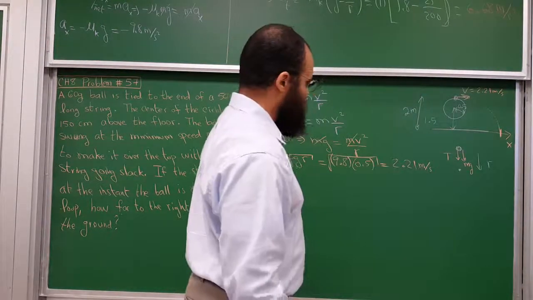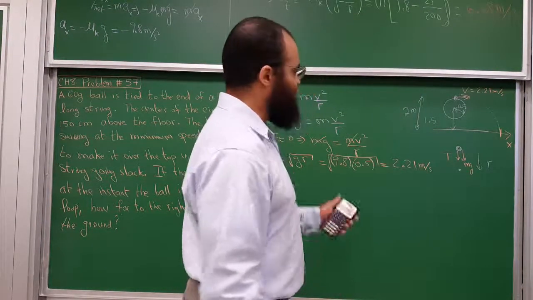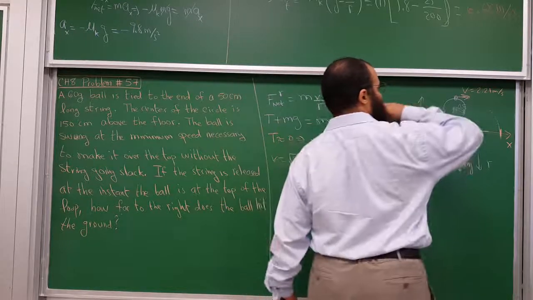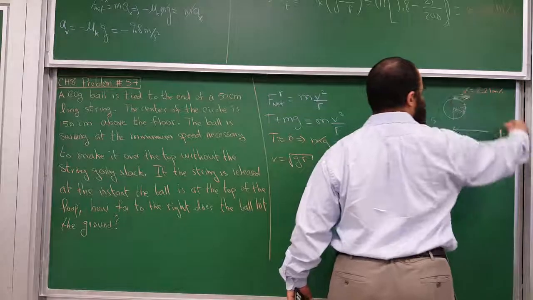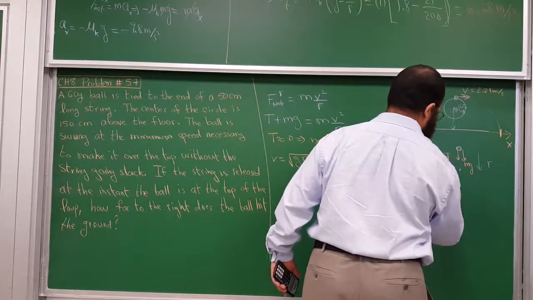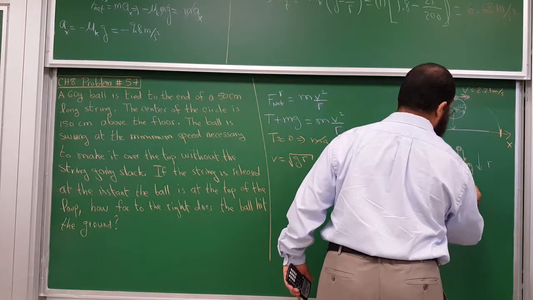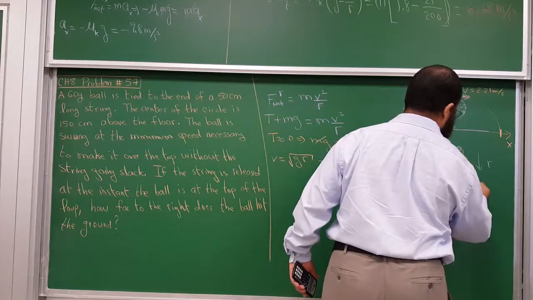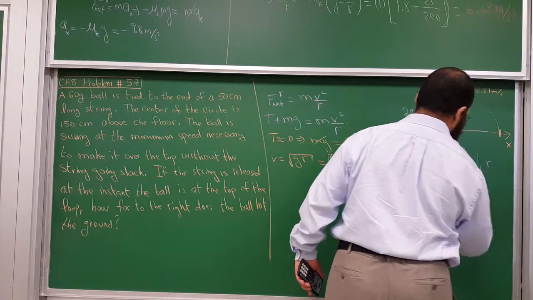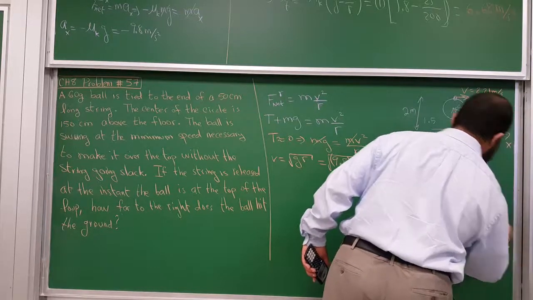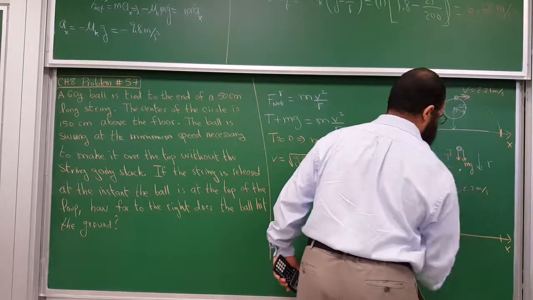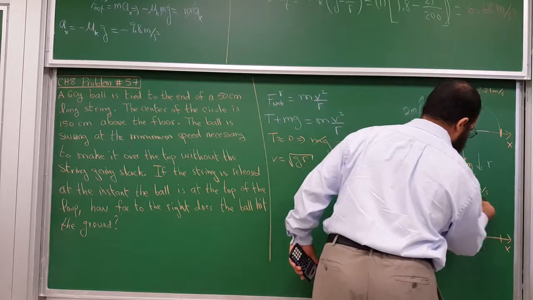Now you let go, and you just have a projectile motion problem. You let go, the string is no longer there, and the only force acting is the force of gravity, and it just goes like this. So here is the mass. It has an initial speed of 2.2 meters per second. Let's draw something here. Here's the x-axis, here's the y-axis, and it's going to go like this.